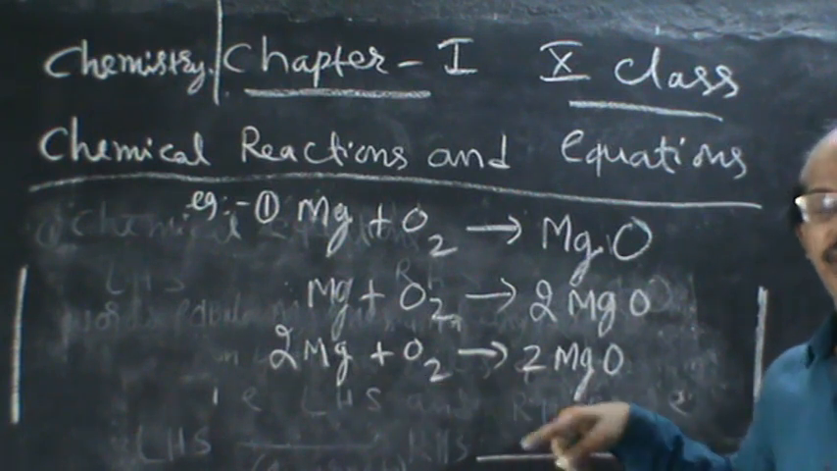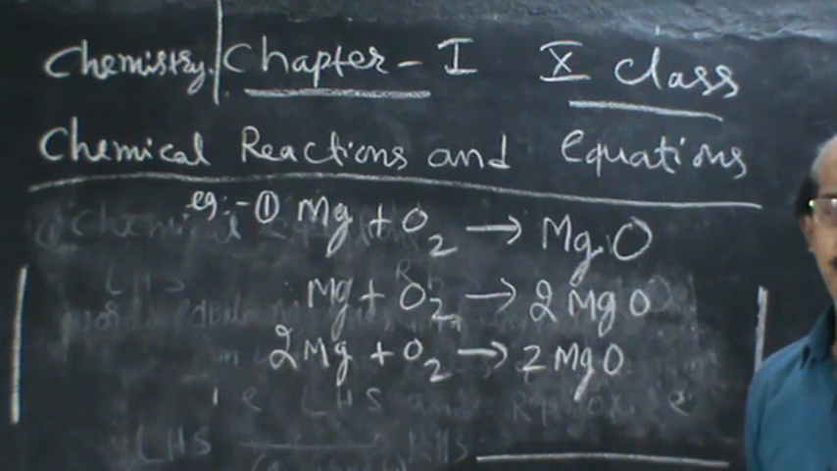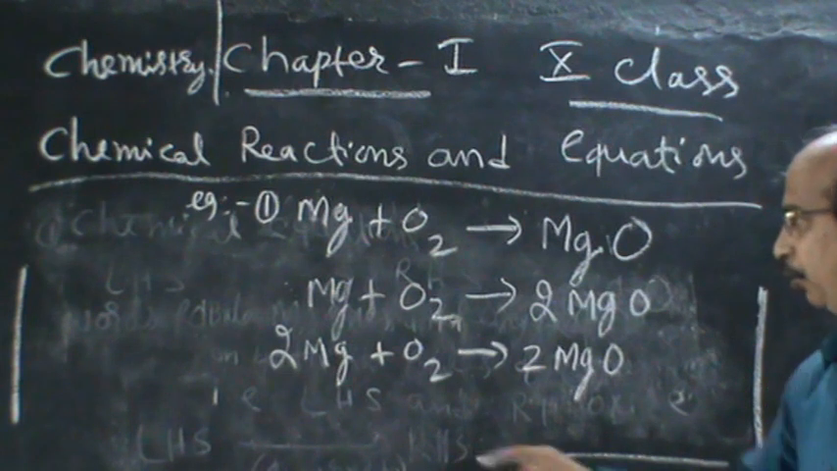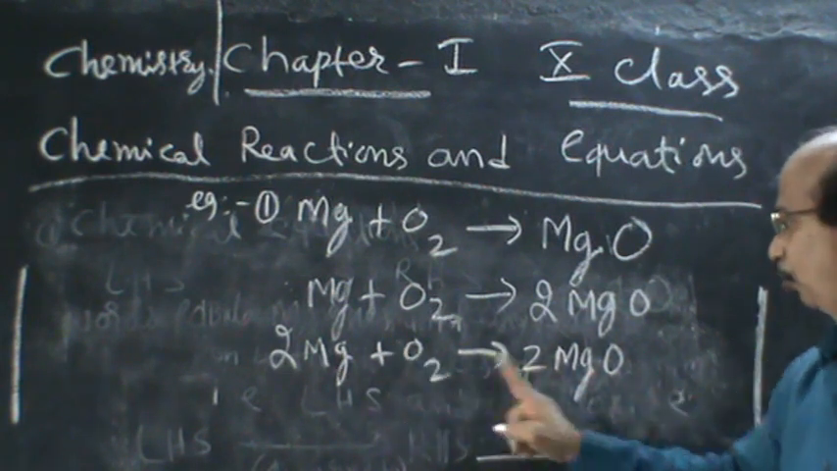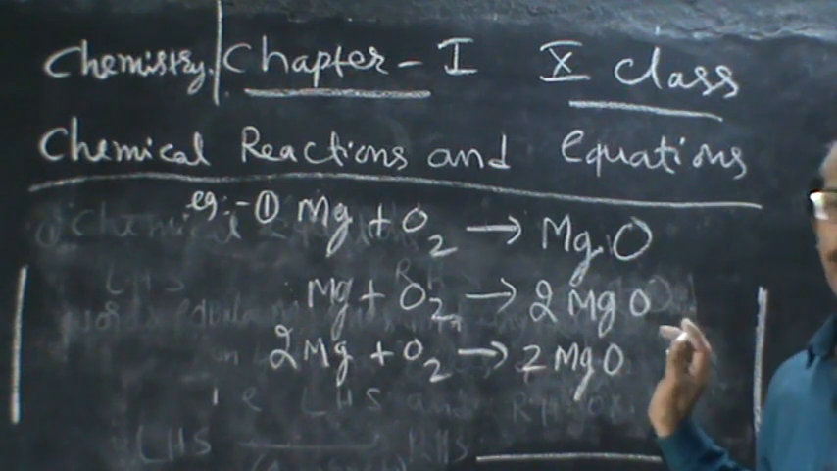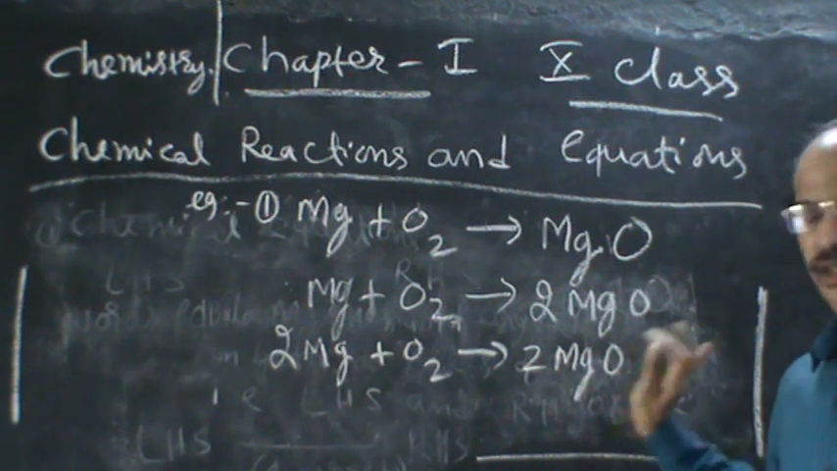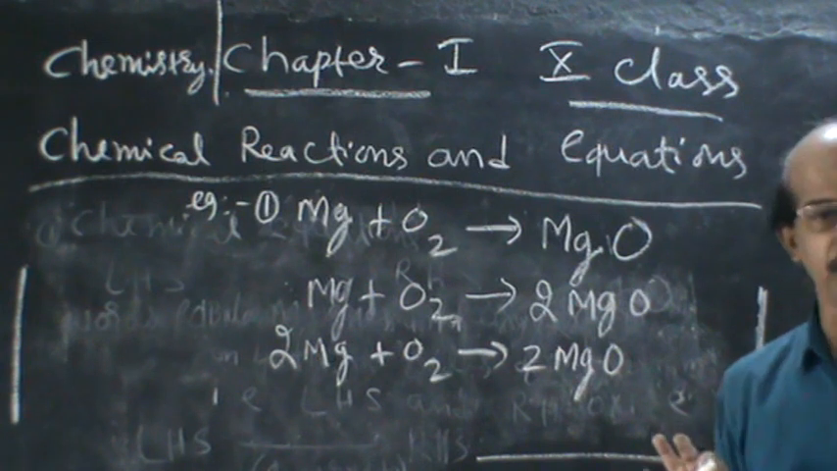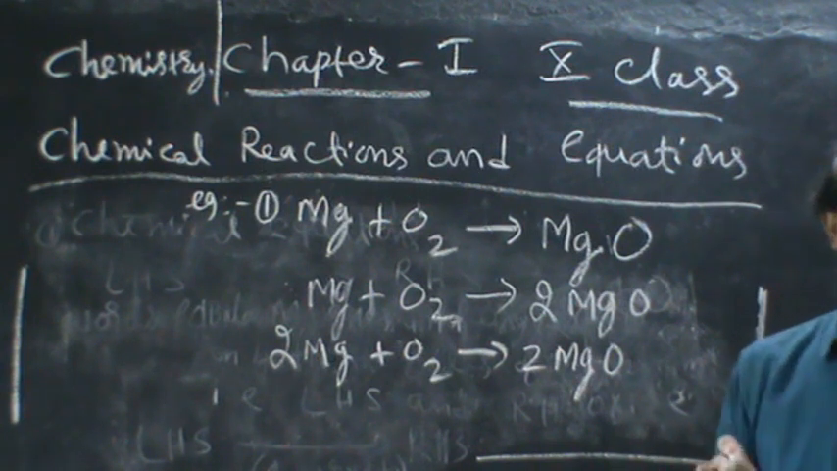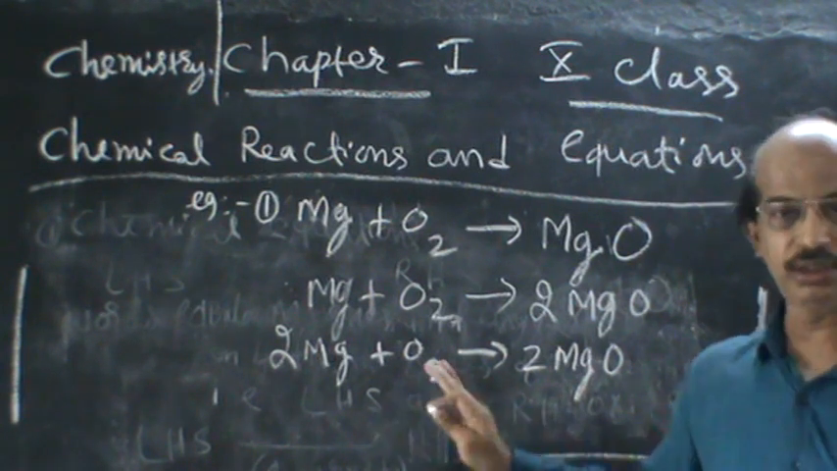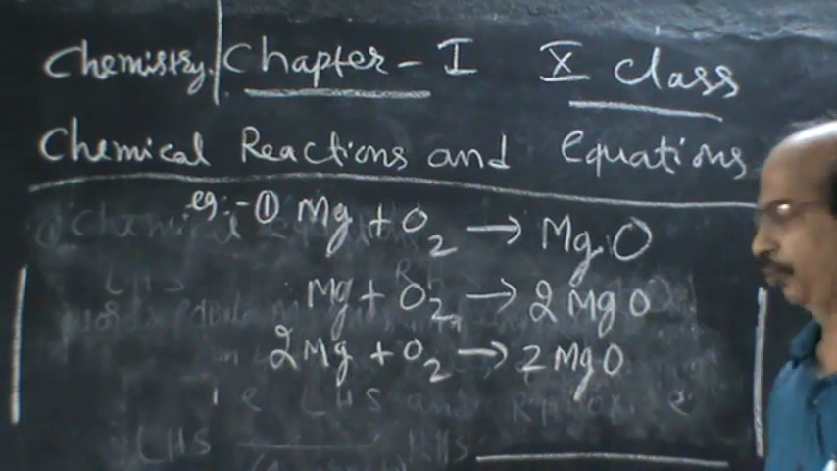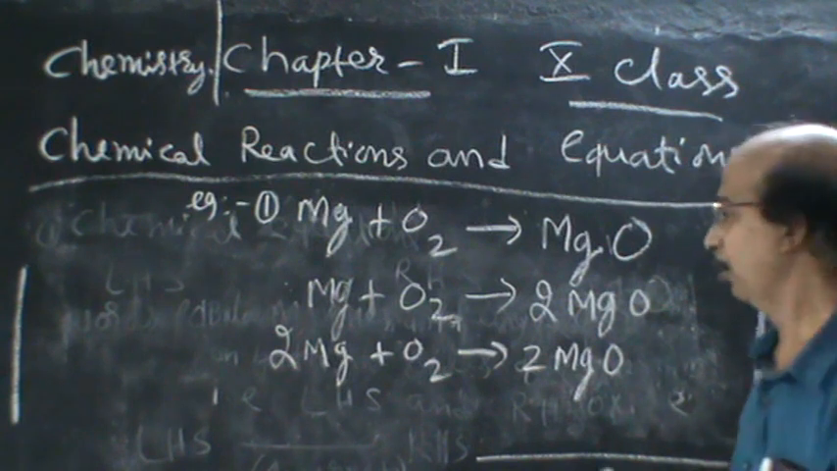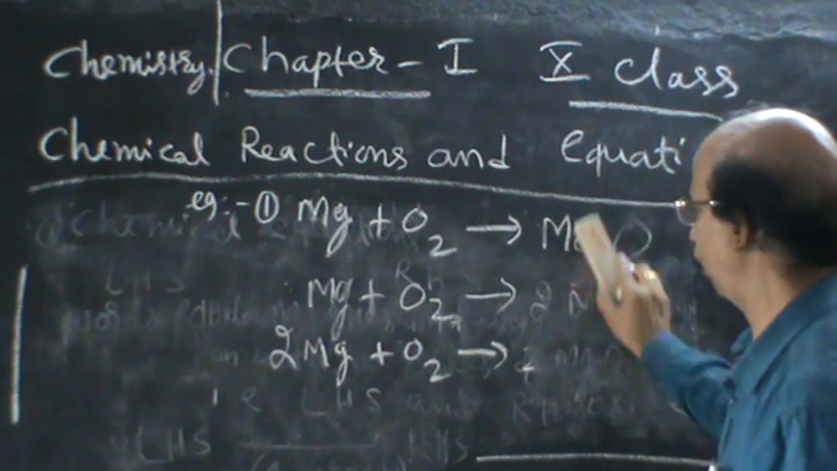After balancing, final checking is compulsory. 2 Mg, 2 Mg here. Balance. 1 into 2, 2. 2 into 1, 2. So everything is balanced. Final checking is compulsory for all the equations. Even after getting the answer, you check that finally. If you do any mistake, that mistake will come out. Then let us try the second example.